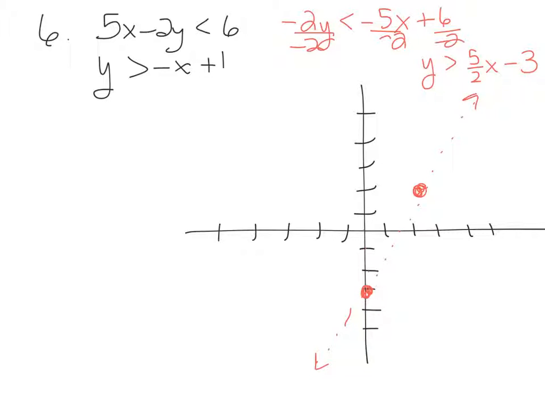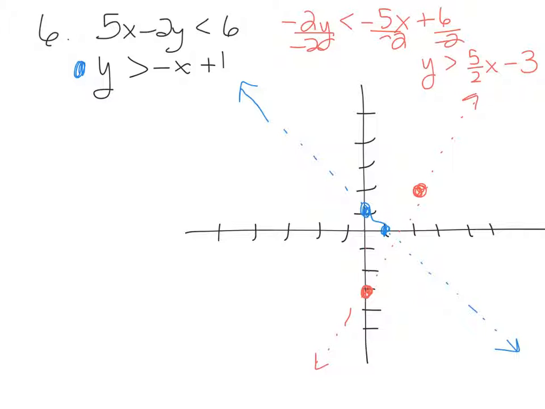Okay? Then I'm going to draw this one in blue. So I'm going to go up 1, go down 1 to the right 1. This too is a dotted line because of this inequality. So I'm going to do my best to draw a dotted line. Okay? So now I got to figure out where I'm going to shade.